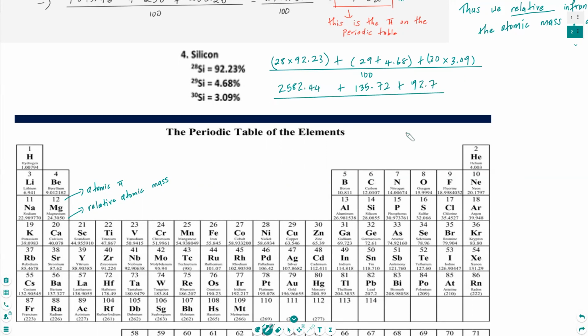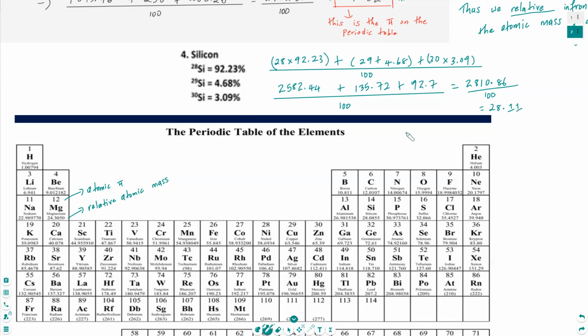Okay. So next I'm going to add all the numbers together in the numerator and then divide by 100. So it's 2,582.44 plus 135.72 plus 92.7. That gives me 2,810.86. Divide that by 100 and then I get 28.1, which is essentially, well, 28.11.